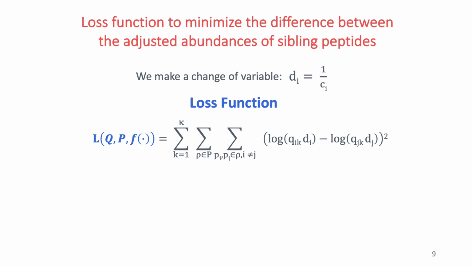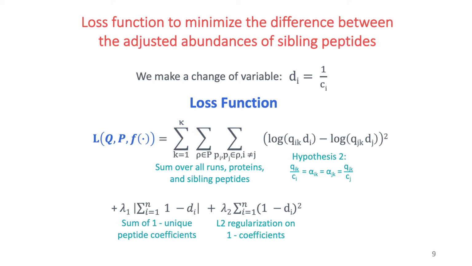So for all pairs of sibling peptides i and j, we're trying to minimize the distance between Q_ik D_i and Q_jk D_j. So since we made the change of variable, you would notice that this is simply the adjusted abundances. And since we're calculating the loss in log space, we're effectively trying to make the ratio of adjusted abundances of sibling peptides 1. And of course, we sum this peptide loss over all runs k in our datasets and over all proteins.